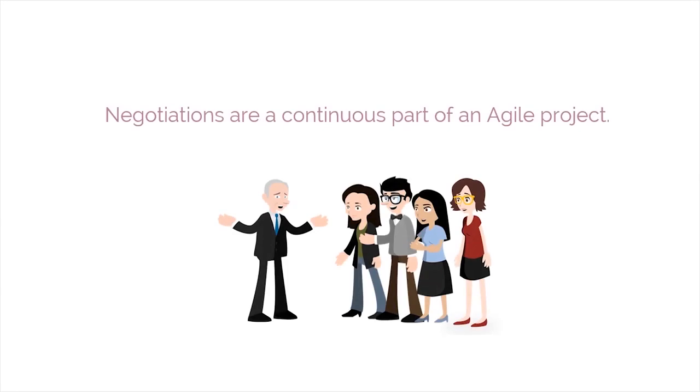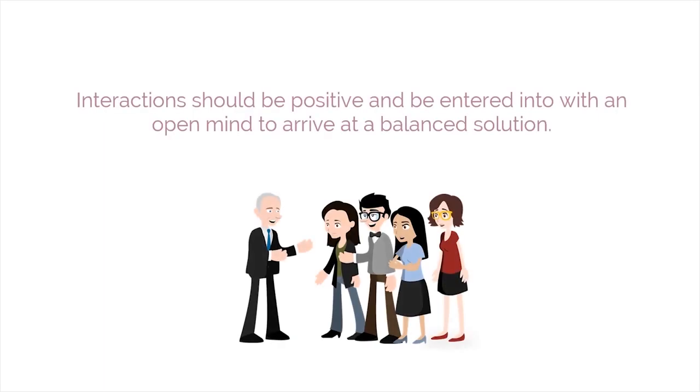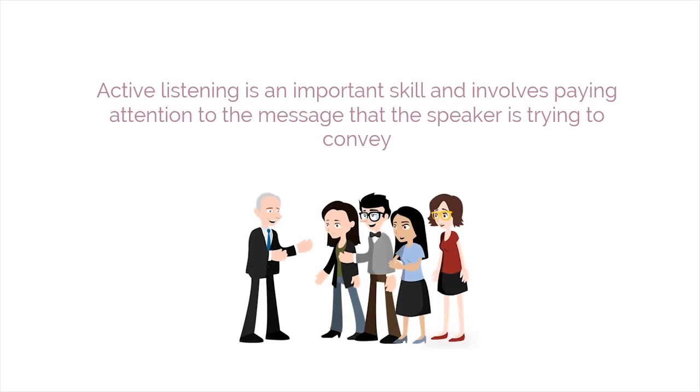Negotiations are a continuous part of an Agile process. Negotiations allow different perspectives to be heard while discussing costs and functionalities of the project. Interactions should be positive and be entered into with an open mind to arrive at a balanced solution. Active listening is an important skill and involves paying attention to the message that the speaker is trying to convey, rather than understanding only the words that are being said.